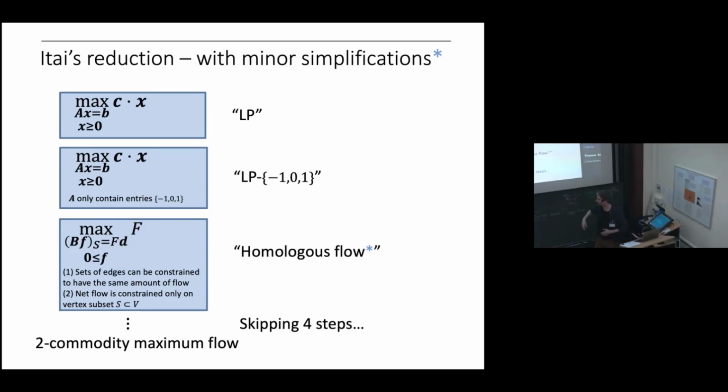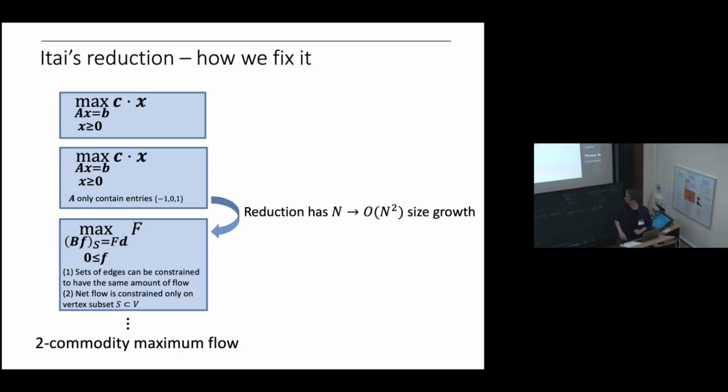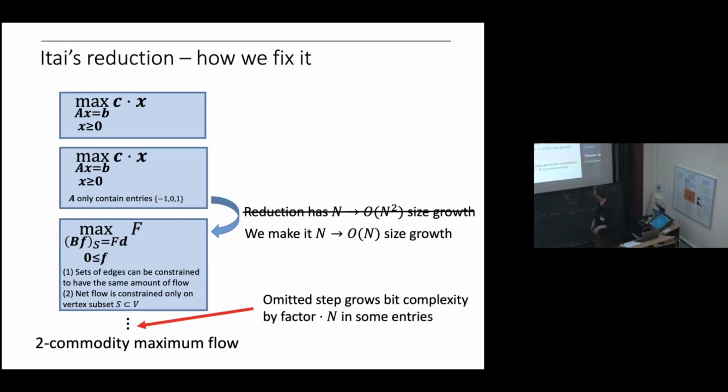That second one is not very important. You can very easily reduce that away. I left it in there because it lets me very easily state the reduction from -1, 0, 1 to homologous flow. This reduction does this n-to-n squared size growth in the number of non-zeros. So that was kind of where that went wrong. So we want to make that order n.